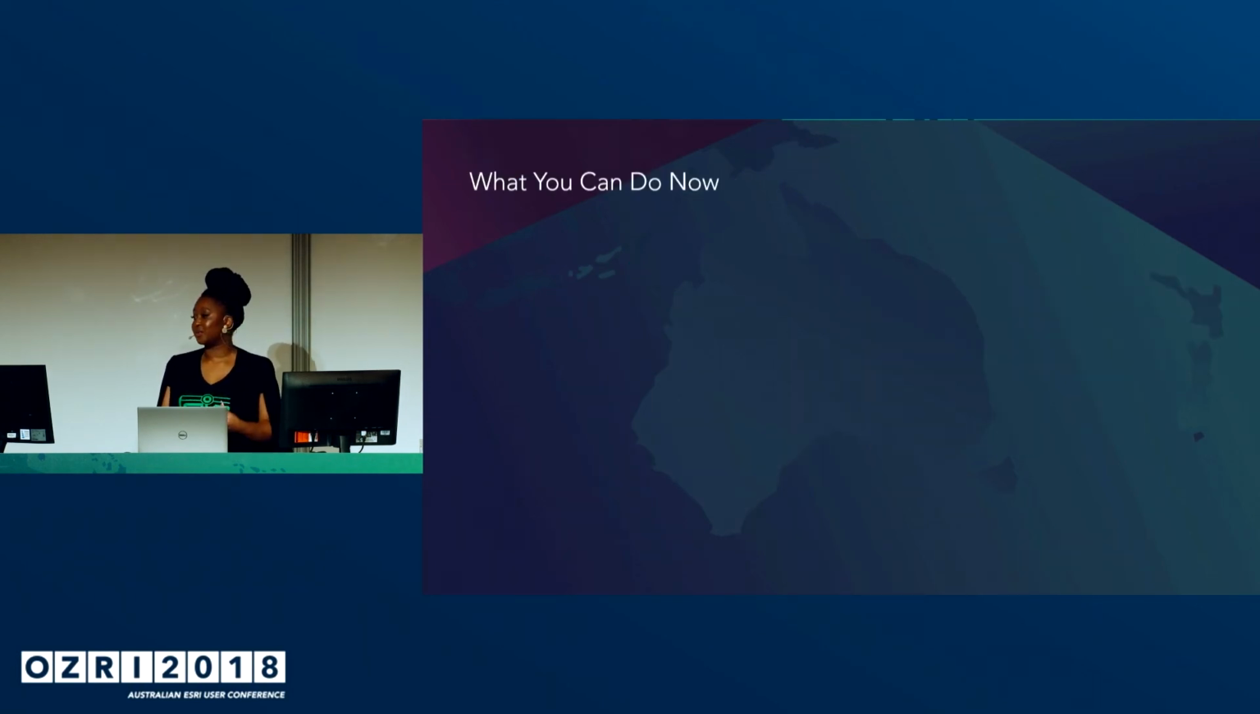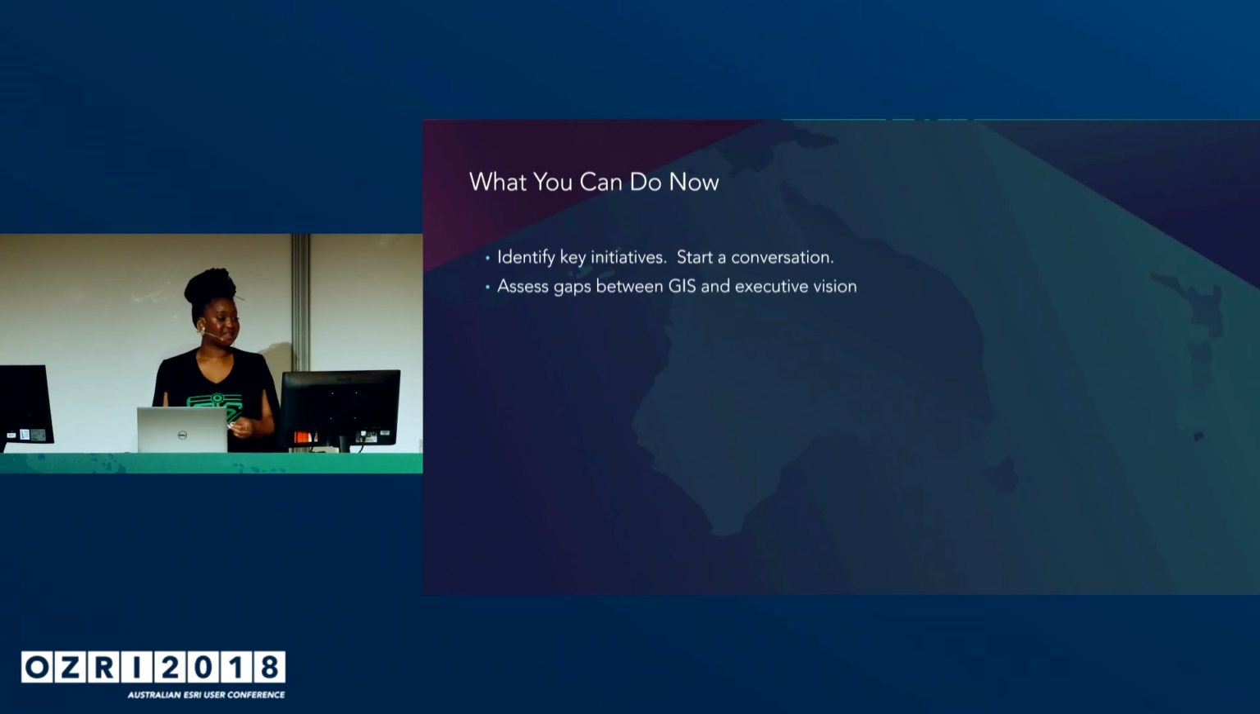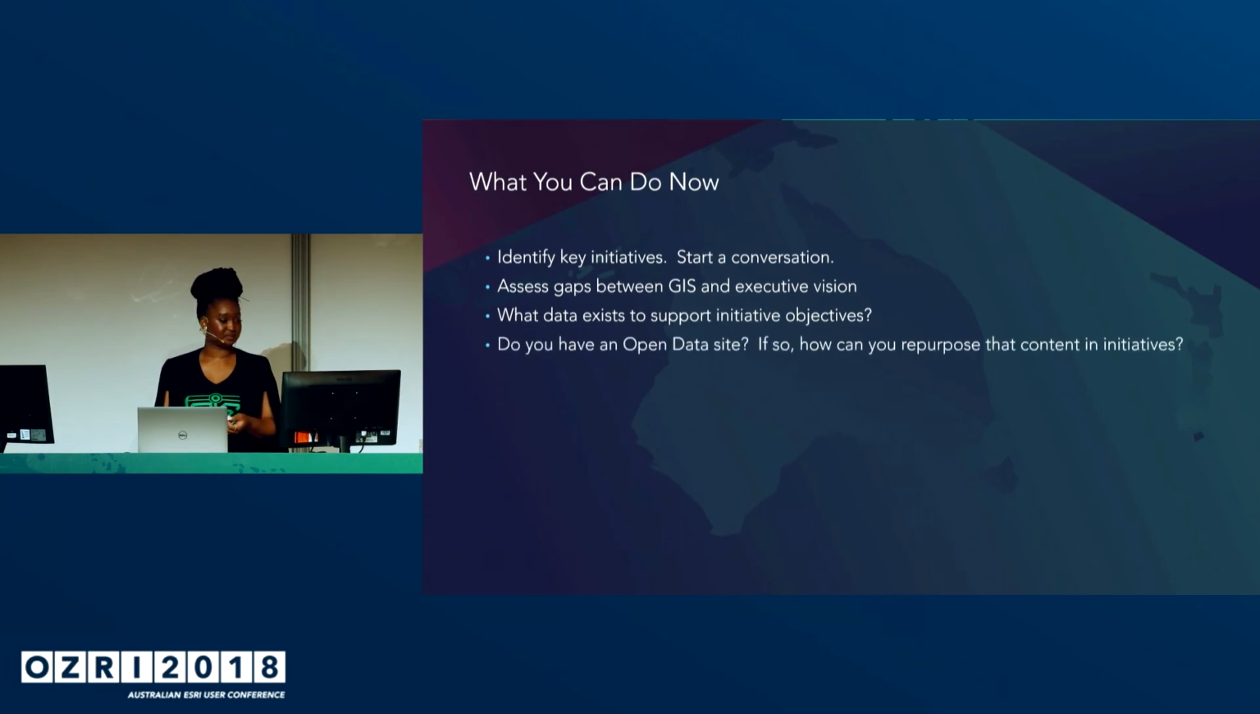I think the biggest question that we get is, if we're going to use ArcGIS Hub, where can I start? What can I do now? And really, you can start by identifying your key initiatives and start a conversation internally as well as with your community members. Assess the gaps between the GIS data that you have as well as your executive vision. See what data exists and how it can support your initiatives and objectives. Do you have an open data site? And if you don't, it's literally the flick of a switch through your ArcGIS Online account.